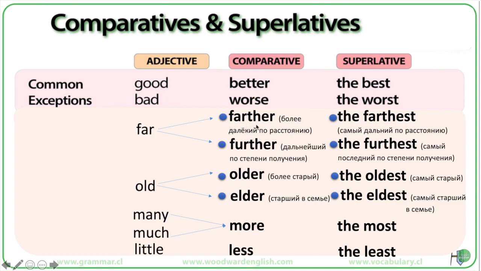Farther is for distance. Further is more for explanations or abstract things. Then we have old becomes older or elder. And many or much becomes more, little becomes less. As for the superlative, we have the best, the worst, the farthest, remember for distance, the furthest for abstract depth. Then we have the oldest, the eldest, the most for many and much, and the least for little. We will review this in class next time in more detail.